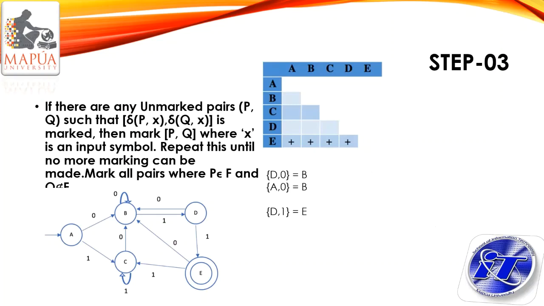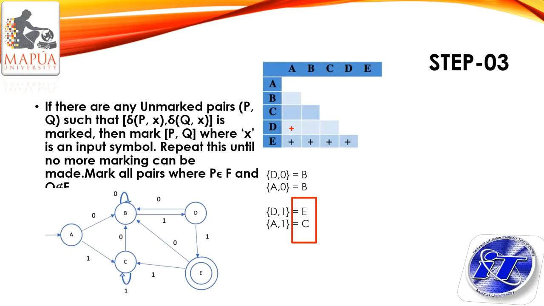And A at 1, it will go to C. And BB, no marking, but for EC, we have a mark. So therefore, we're going to mark the A cell due to EC. Okay, so now let's move on with BD.